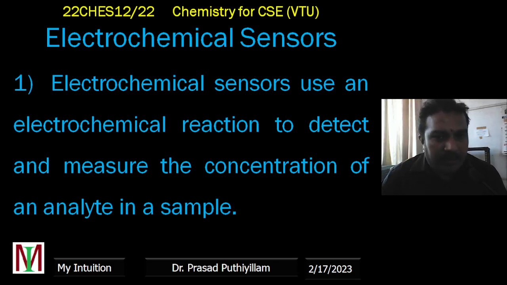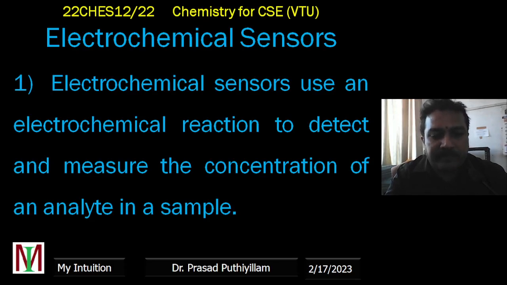So electrochemical reaction. Electrochemical means it involves movement of electrons as well as a chemical reaction. Usually it is the redox reaction. When this type of electrochemical reaction happens, it will be detected, and the concentration of the solution, what is the strength of the solution or the analyte in the sample.